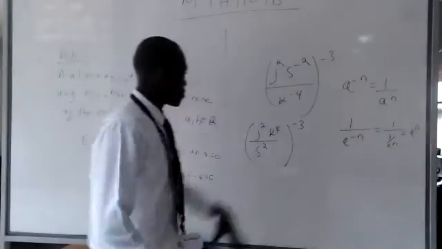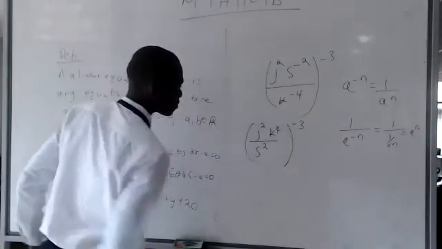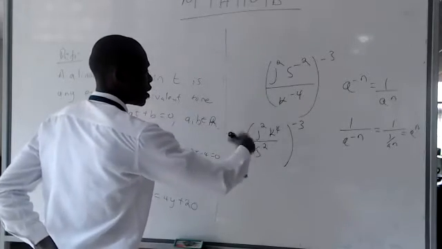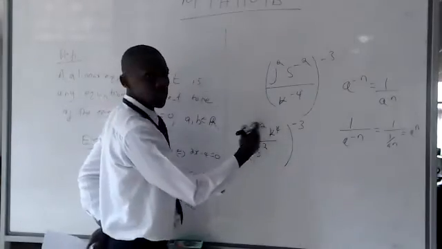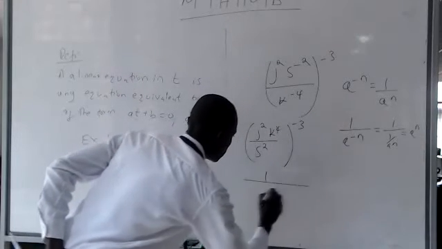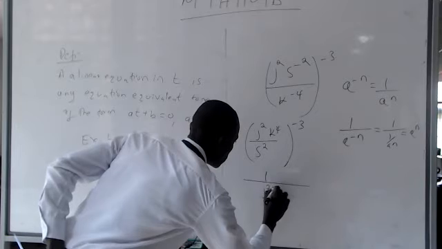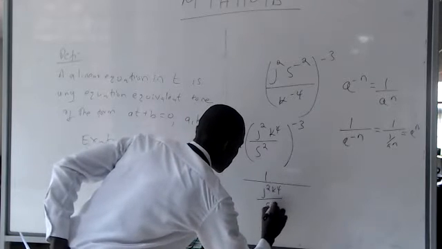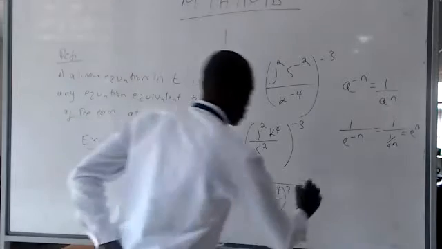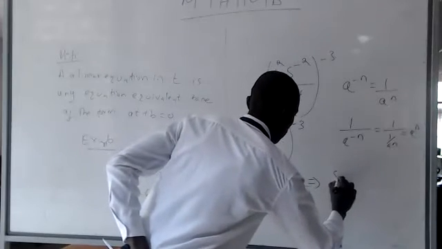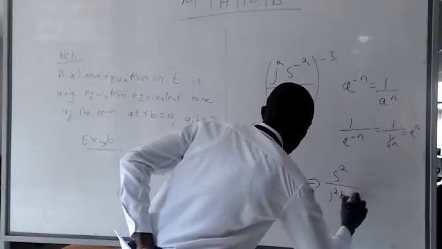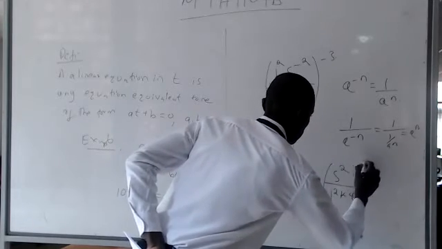Again, the same law will help me here. It's telling me that I need to find the inverse of this. So I want to write this as 1 divided by j squared k to the 4 over s squared, all cubed. I've changed the sign. So now finally, we'll have s squared divided by j squared k to the 4, everything cubed.